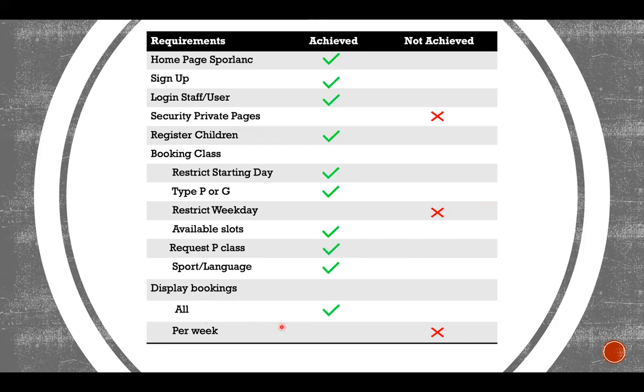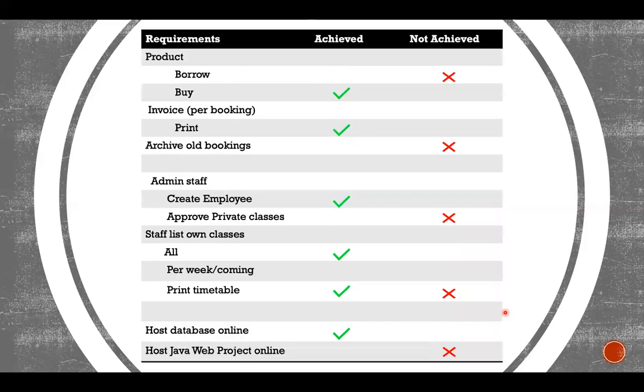Displaying the bookings: I can display all, but I cannot display per week. So for the next week, I have no idea what is going on. I will check all the bookings and all the classes, but I don't know if they are only for that week. I have to improve this. Also about product, initially I said that I could borrow, but unfortunately I didn't implement this due to lack of time, and I didn't think about how I could implement it. The invoice is working, you can print, but I cannot archive old bookings.